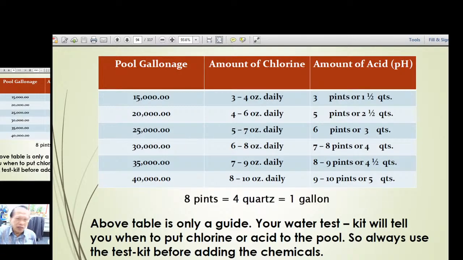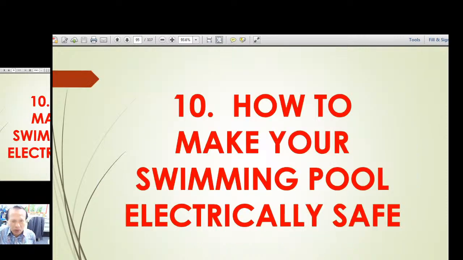So now we were already able to make your water sparklingly clean. That's the maintenance. But look, in the old presentation, let's just go around this, how to make your swimming pool electrically safe. But before we go back again, let me just have a short break.